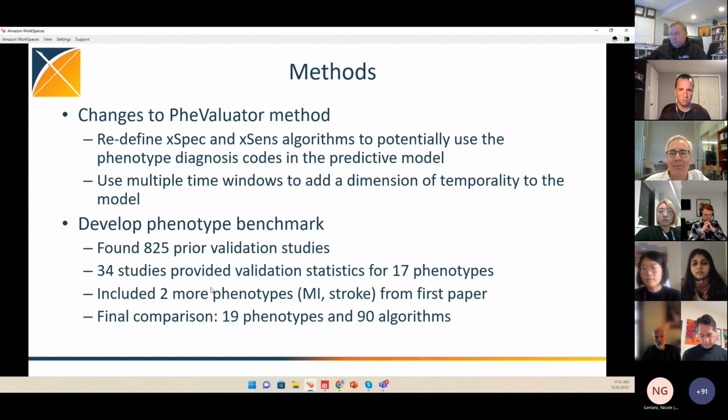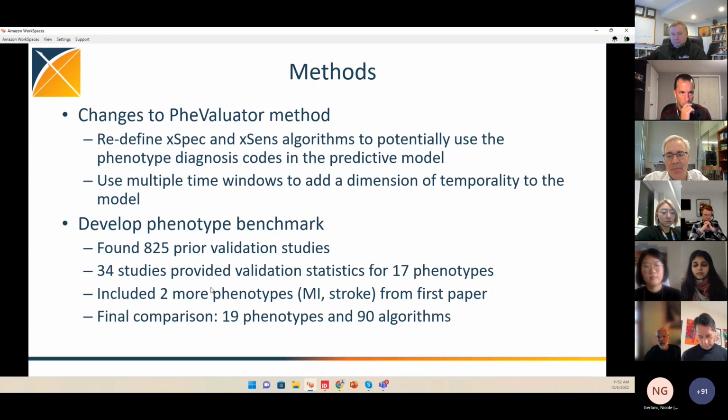So our methods, we talked about the changes to PheValuator. And one of the changes that we did was to change the definitions of the XSpec and the XSense algorithm. And those are used to define the cases and the non-cases for the diagnostic predictive model. What these changes allowed us to do was potentially use the phenotype diagnosis codes, the health condition codes, in the predictive model itself, because they're important predictors. The other thing we added was that we're now allowed multiple time windows to add a dimension of temporality to the model. Previously, it was over the full course of the person's observation period.